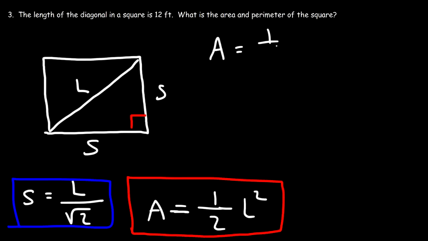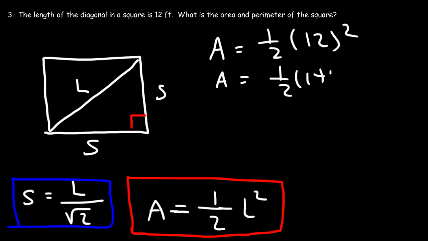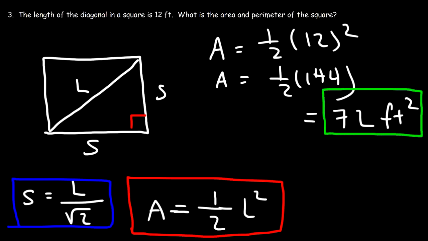So the length of the diagonal is 12. And 12 squared is 144. Half of 144: half of 14 is 7, and then half of the other 4 is 2. So half of 144 is 72. So it's going to be 72 square feet. And that's the area of this particular square.